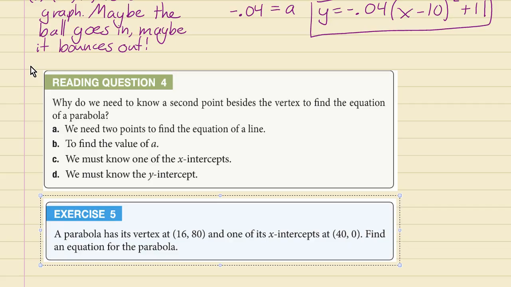So here's a quick reading question for you to do to make sure you understood what I just talked about, and also an exercise which goes pretty much the same way as that last example.